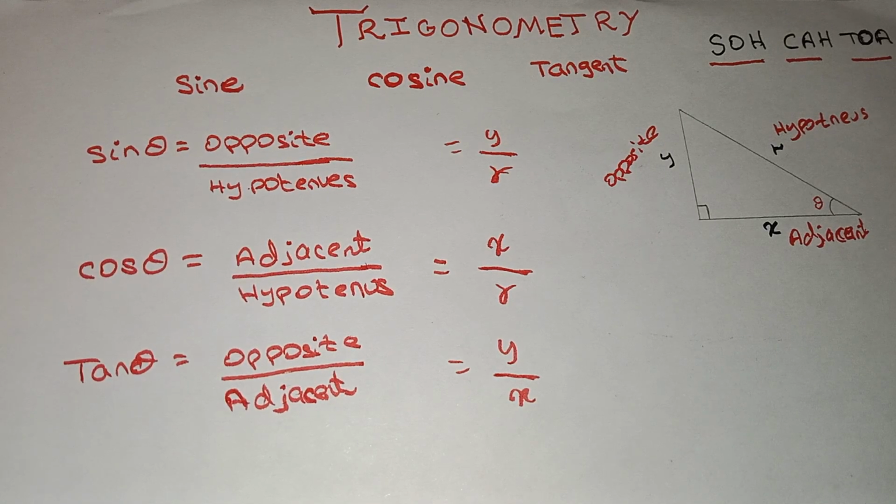Right angle triangle, acute angle, obtuse angle. What is the difference between these three triangles? We will learn in the next class. So sine, cosine, tangent.